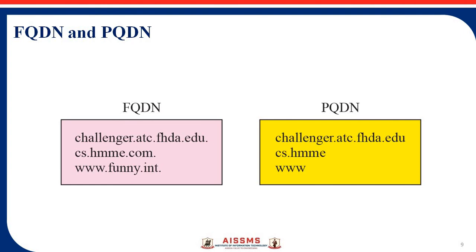The DNS client normally holds a list of suffixes. The following can be a list of suffixes for a DNS college. That means here atc.fhda.edu, or you can add cs.hmme. The null suffix defines nothing. This suffix is added when the user defines the fully qualified domain name.